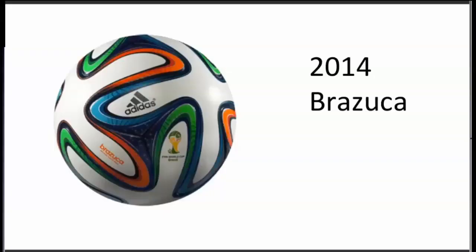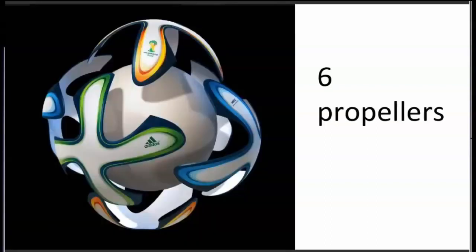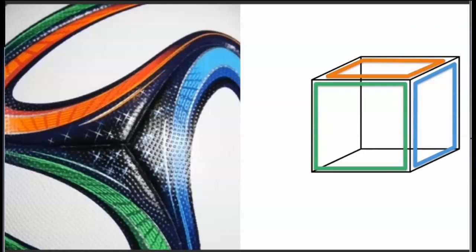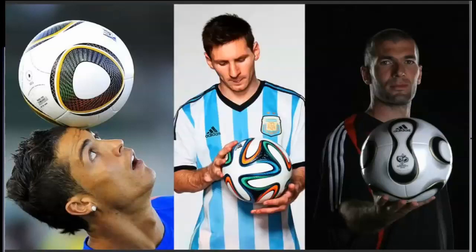This brings us to the 2014 Brazuca debuted in Brazil. Named by the fans, this ball has only 6 panels, the fewest yet. These 6 propellers correspond to the faces of a cube. The propellers don't overlap, just like the faces of the cube don't overlap. You can also see this connection from the seams. 3 seams meet at a corner, just like 3 edges meet at a corner of a cube. Reshaping the squares into the propellers produces the bazooka. So with all of these different balls, which one is your favorite?